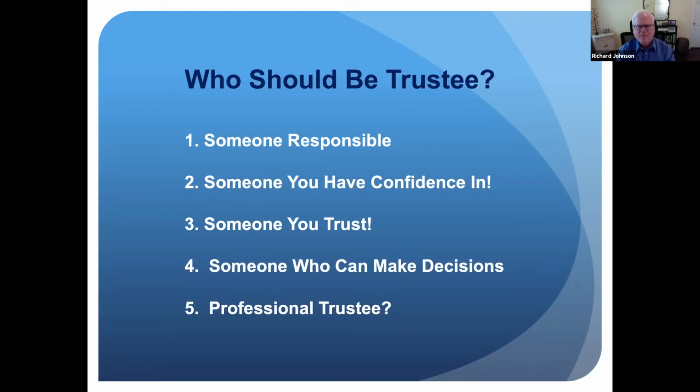If you don't have anybody that you want to serve as trustee that has these characteristics, it might be advisable to maybe hire a professional trustee. And yes, that does cost some money, but if you don't have anybody else, then they can be a valuable asset to make sure that the trust is being conducted properly.